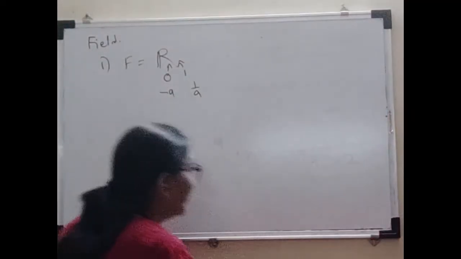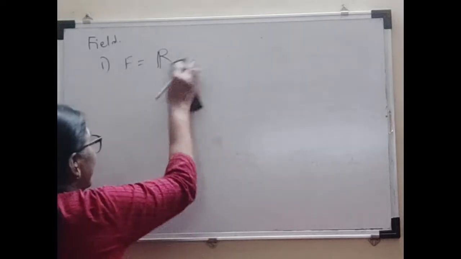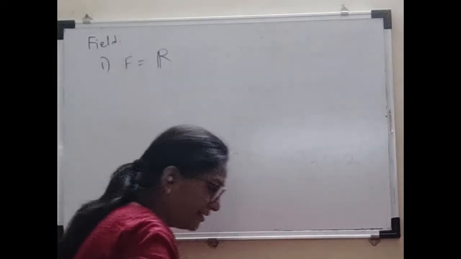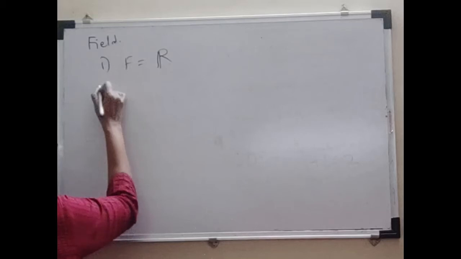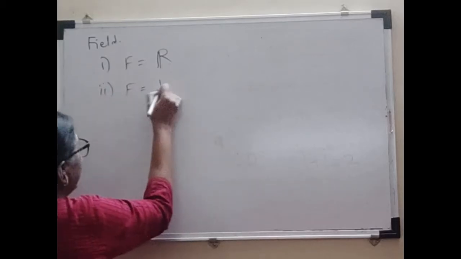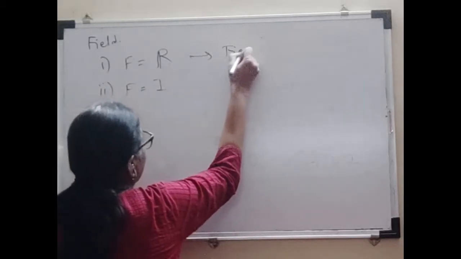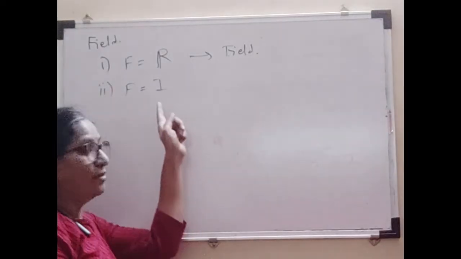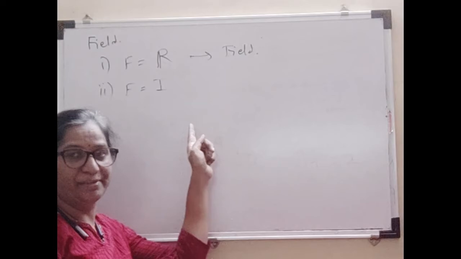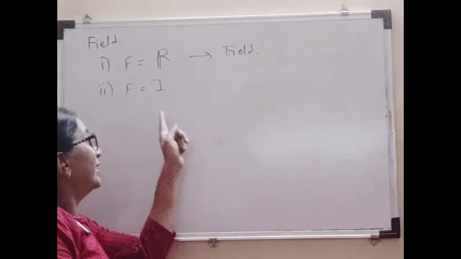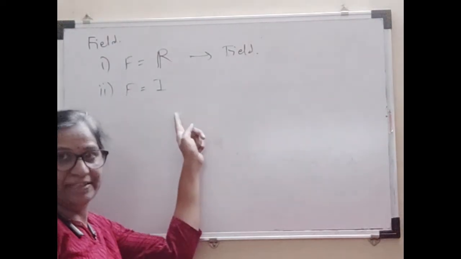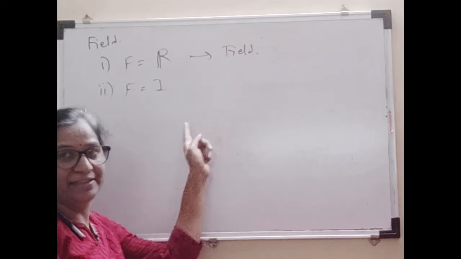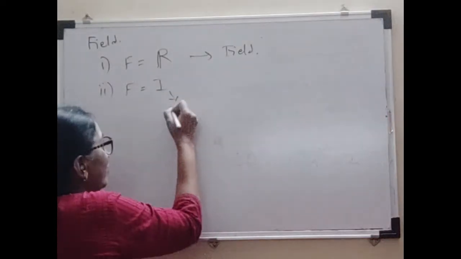Now, is there any other field or any example of a non-field? Suppose I define F as the set of integers. Is it a field? Here also commutativity, associativity, and distributivity are obvious. The existence of the additive identity and multiplicative identity is also there, that is 0 and 1.